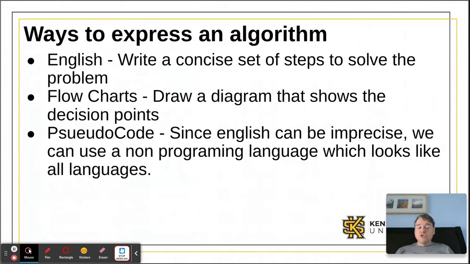We can use a flowchart, which is a diagram that is a step up from English. Because it's a diagram, you're forced to think through how you would represent it in a diagram. And by doing that, you're going to end up with something that's a bit more specific than English.